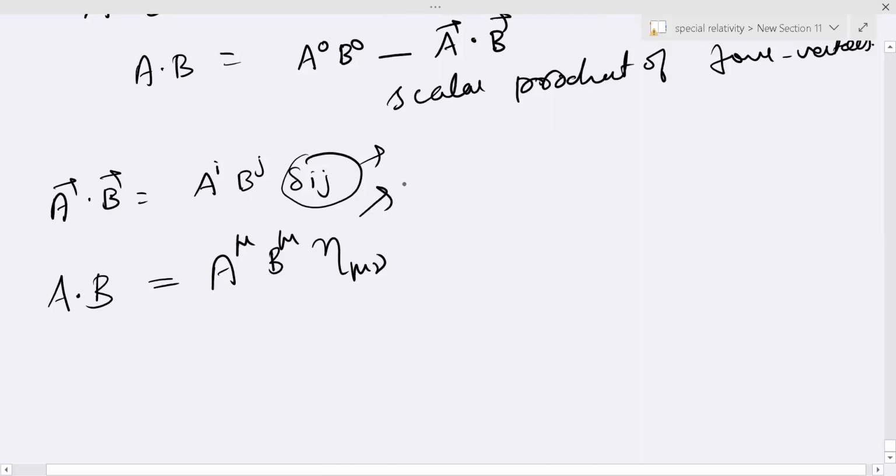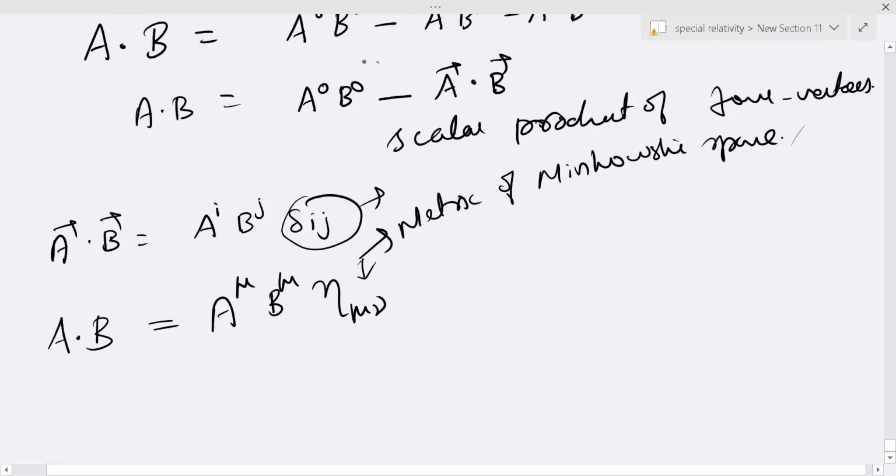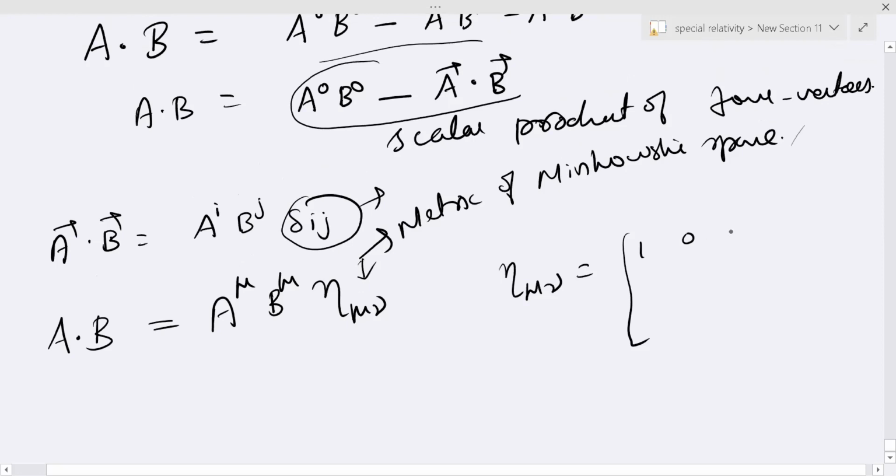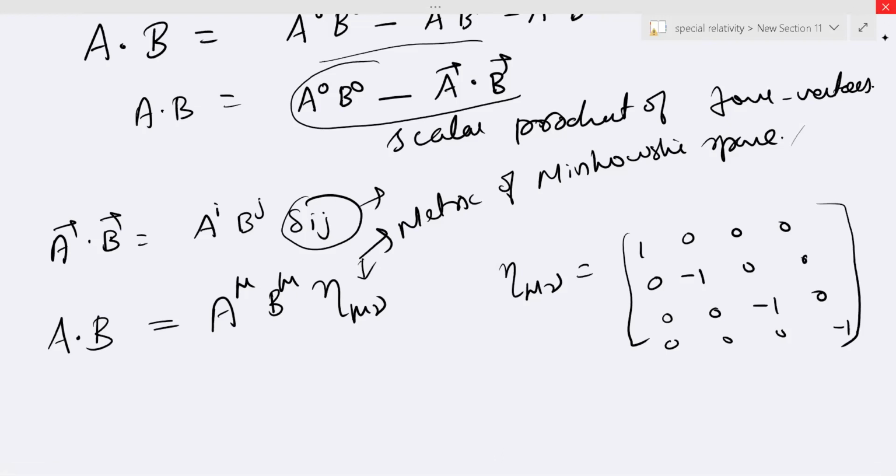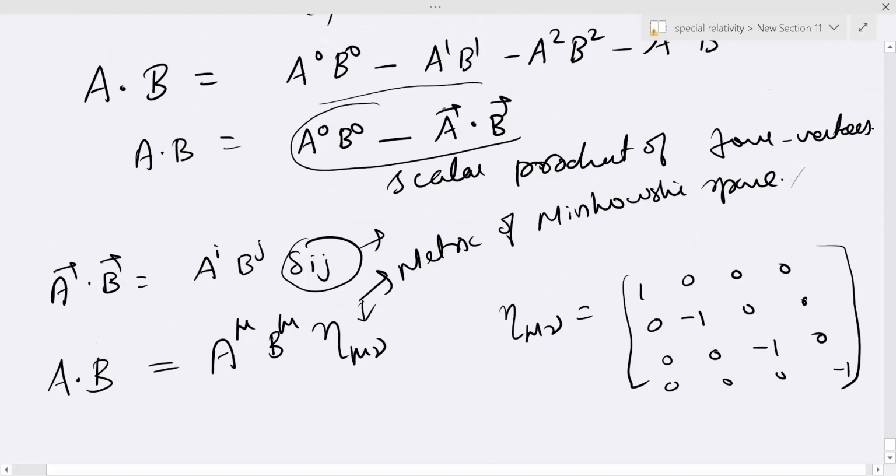Now this thing we'll call the metric of Minkowski space. If you want to reproduce this, you see that this metric has to have this form: eta_mu nu is equal to 1 0 0 0, 0 minus 1 0 0, 0 0 minus 1 0, 0 0 0 minus 1. Why do I choose it like this? Because I want to reproduce this thing.